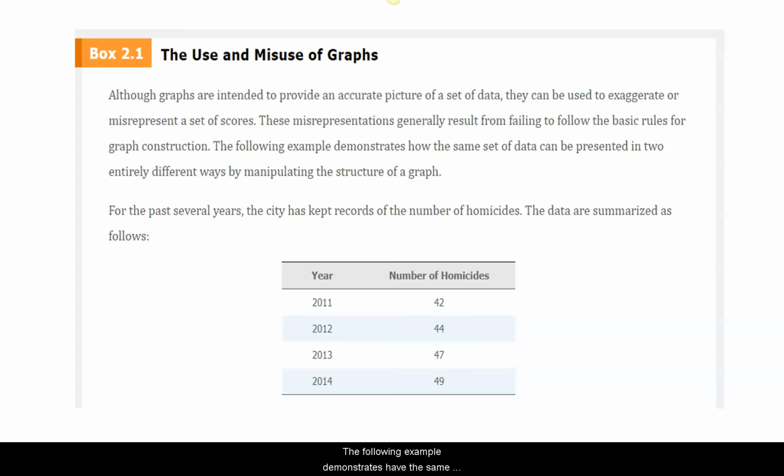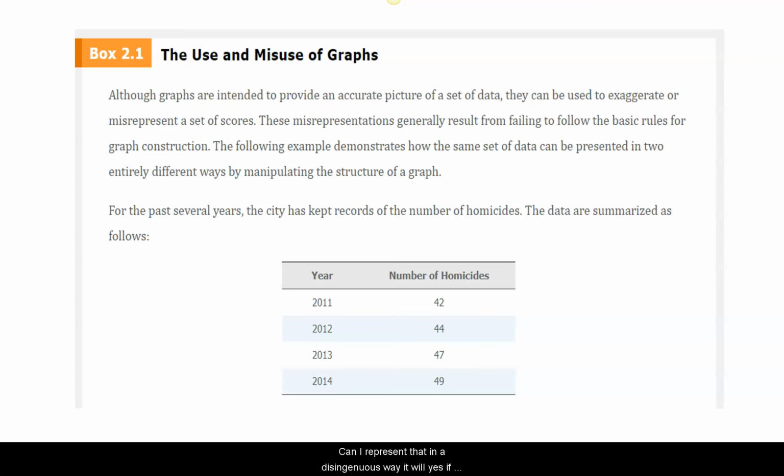So the following example demonstrates how the same set of data can be presented in two different ways by manipulating the structure. Let's say we had a major urban center that had a lot of homicides, which of course is a sad thing. From the years 2011 through 2014, which is 4 years, it went up from 42 to 49. Now that's an increase of 7. But if I were going to talk in percentages, we could say, well, geez, that's an increase of 7 over 42, which is 1/6. So that's roughly a 17% increase, 1/6. And I got that from dividing 7 by 42.